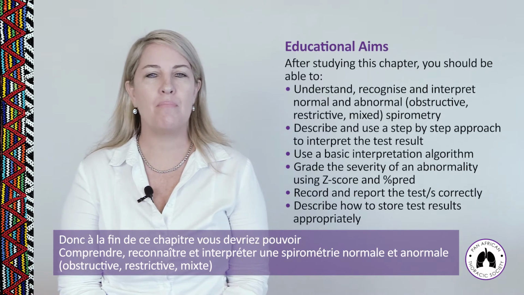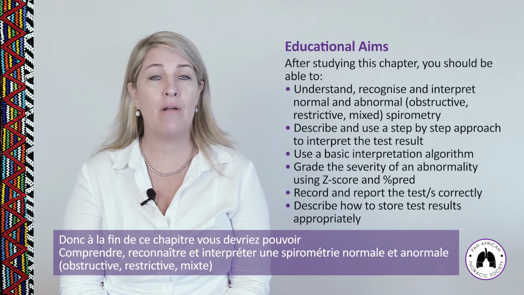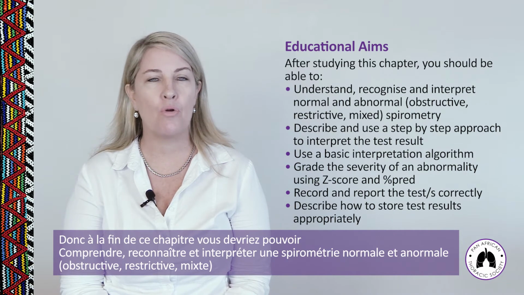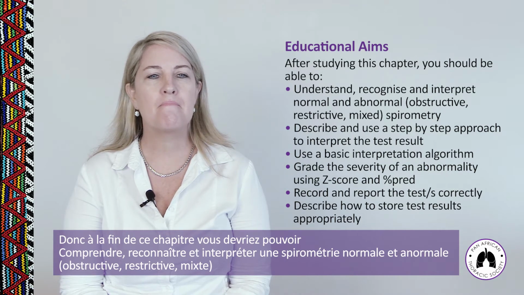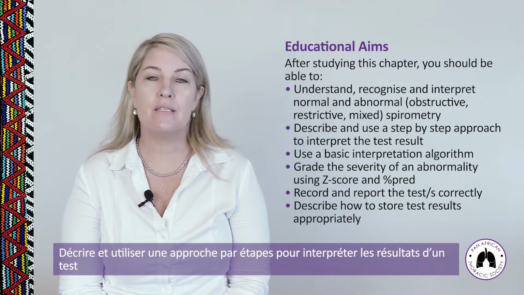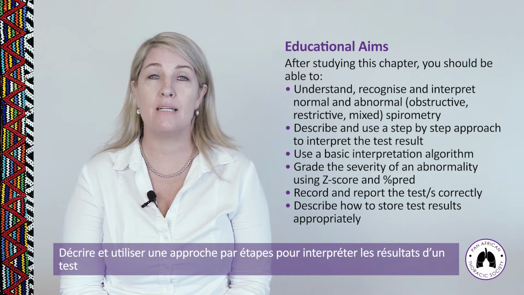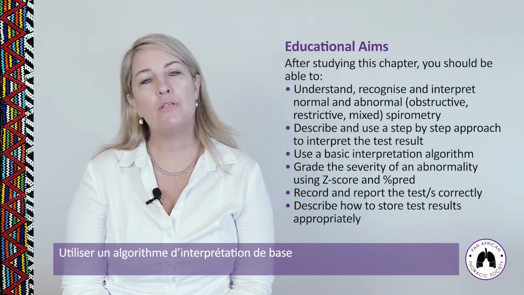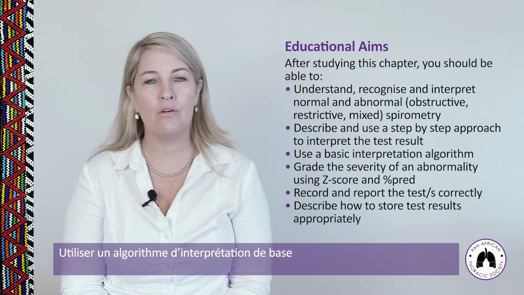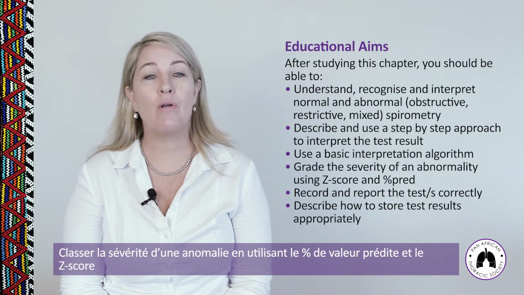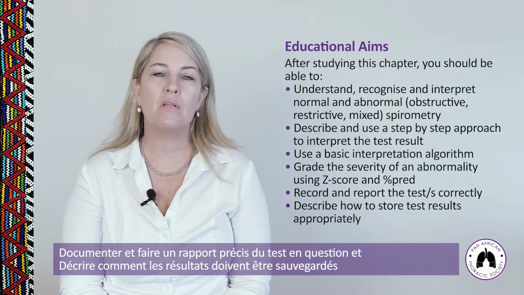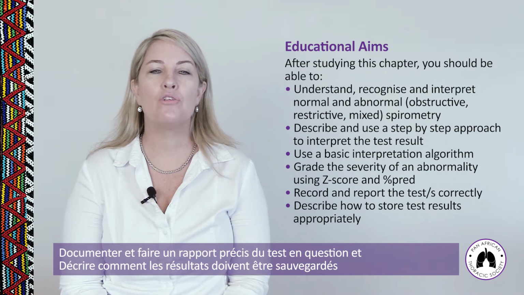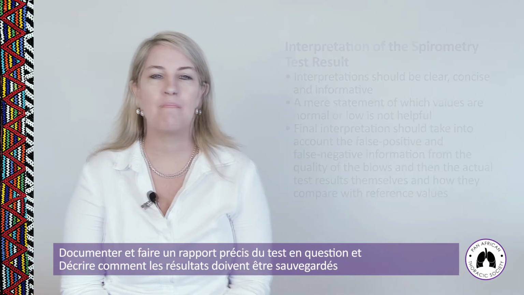So at the end of this chapter, you should be able to understand, recognize, and interpret normal and abnormal, obstructive and restrictive and mixed spirometry. You should be able to describe and use a step-by-step approach to interpreting the test result. You should be able to use a basic interpretation algorithm. You should be able to grade the severity of an abnormality using percent predicted and Z-scores. You should be able to record and report the test correctly and describe how to store the test results appropriately.